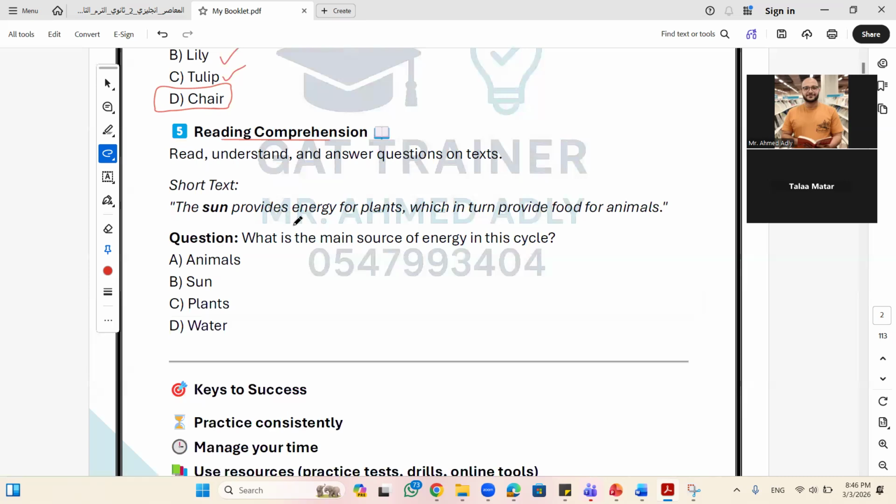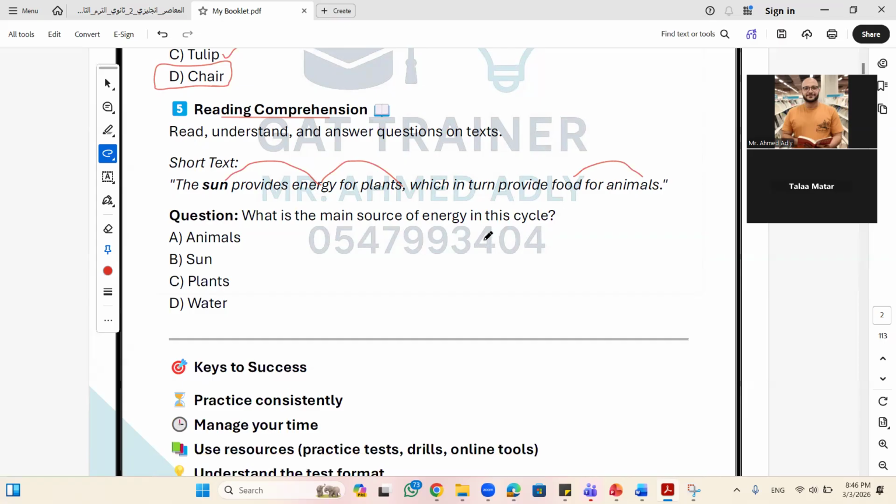For example, the sun provides energy for plants, and plants in turn provide food for animals. So here, what is the main source of energy in the cycle? Animals, sun, plants, or water? What do you think? It's the sun. Sun, of course. You don't have to make assumptions sometimes because it's not mentioned here. I know that water is a source of life, but actually it's not mentioned here.